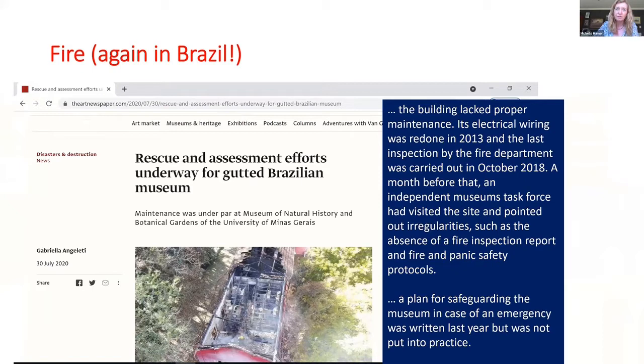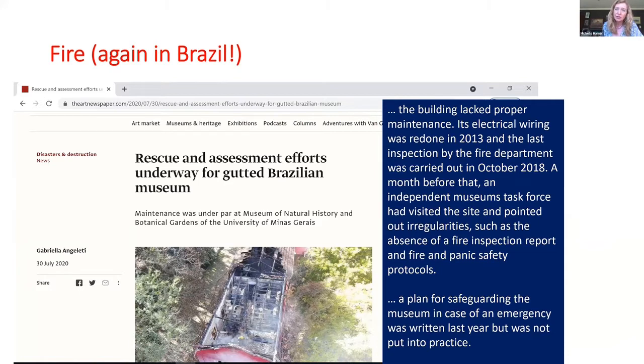It created massive loss. I was in a meeting the other day about onychophora, so velvet worms for people who don't know. And we were talking about the type specimens, and a whole lot of them were lost in this Brazilian fire. So it has an impact on research, and we were talking about red listing. And now, of course, no one can ever go back and check what the identity of those was. And that was because, at that museum, they didn't have proper maintenance.